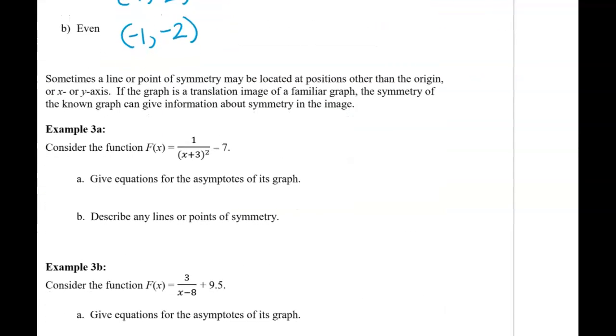Okay, so now we'll look at some graphs. We'll deal with our parent functions a little bit. So if we have this function here, we're giving the equations for asymptotes and symmetry. Well, first, the parent is definitely going to be y equals 1 over x squared, which is inverse square, which looks like that. And then what happens, basically, is we're translating this. It's the opposite of what you see here, right?